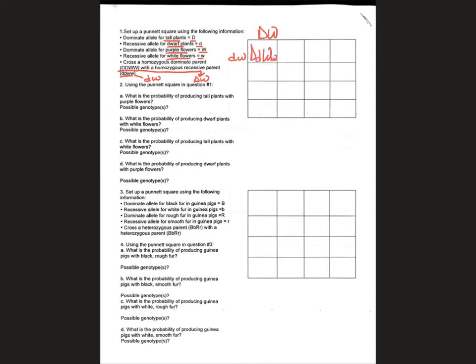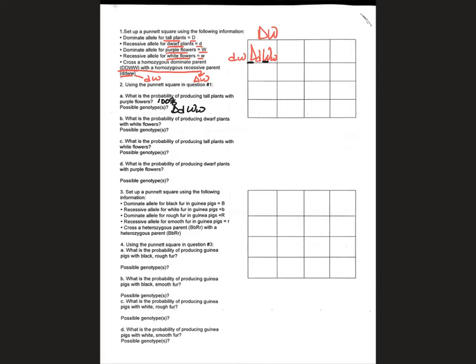That's all 100%. So they ask you, using the Punnett Square for question number 1, what is the probability of producing tall plants with purple flowers? It's 100%. Tall plants with purple flowers, tall and purple. What are the possible genotypes? Only one genotype is possible for these plants, and that's this one.